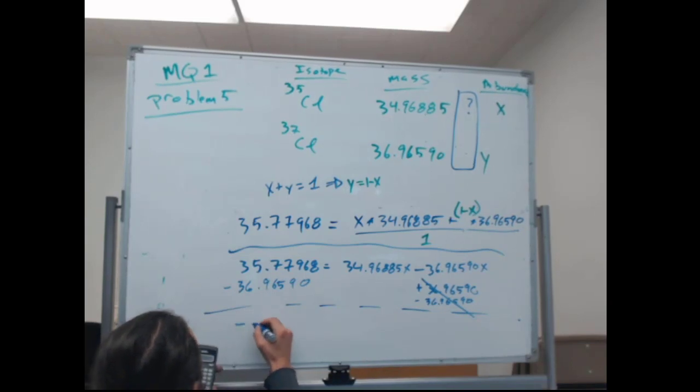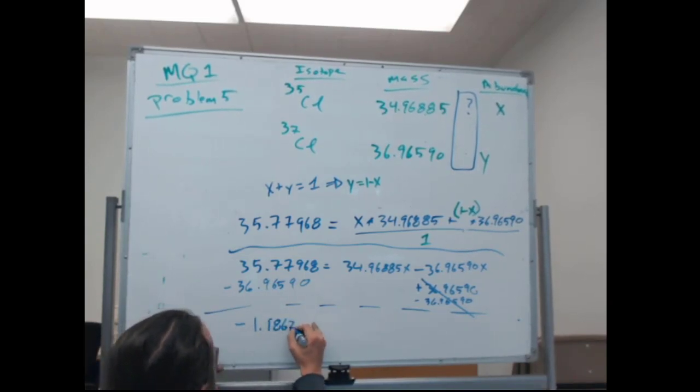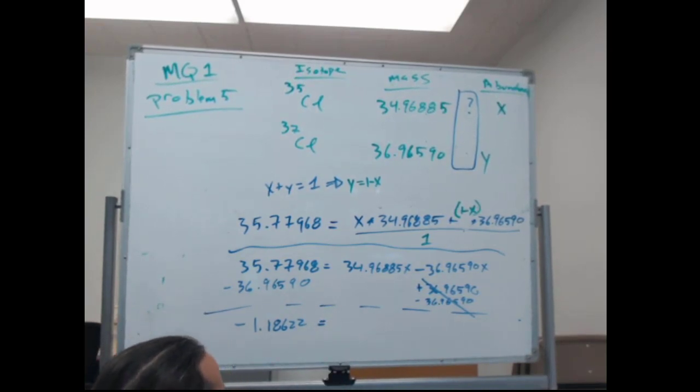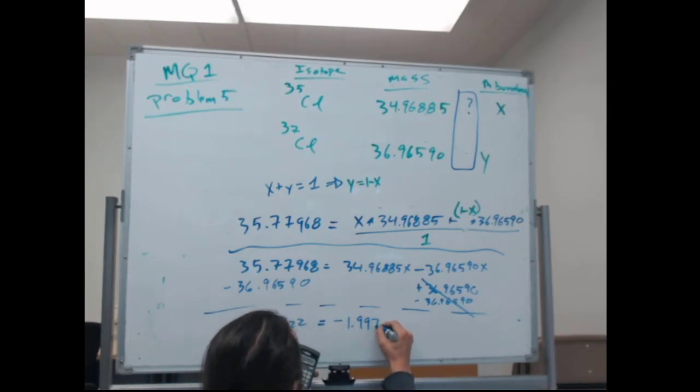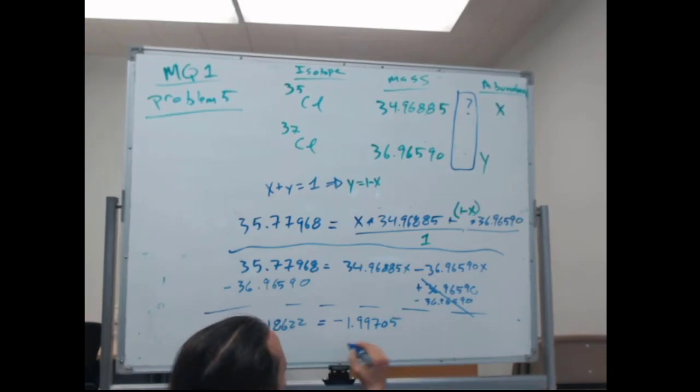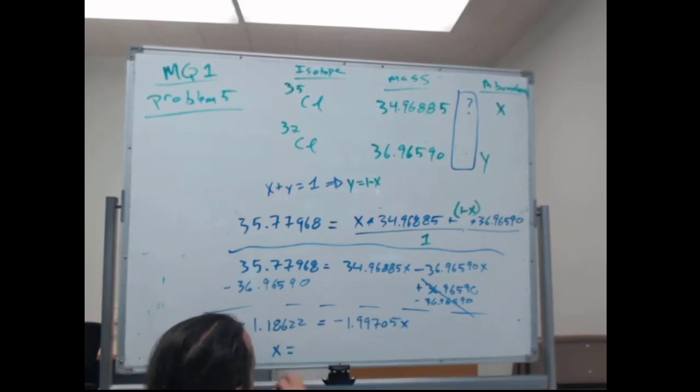Lots of digits. Takes me a while. Negative 1.18622. Negative numbers should make us a little nervous. Almost everything in chemistry, since we're describing the physical world, most things are positive numbers. Mathematically, this works out. The negative just comes from the fact that I substituted Y instead of substituting X. You notice we also get a negative 1.99705 there with an X. And then when we do the division, we get our value for X.